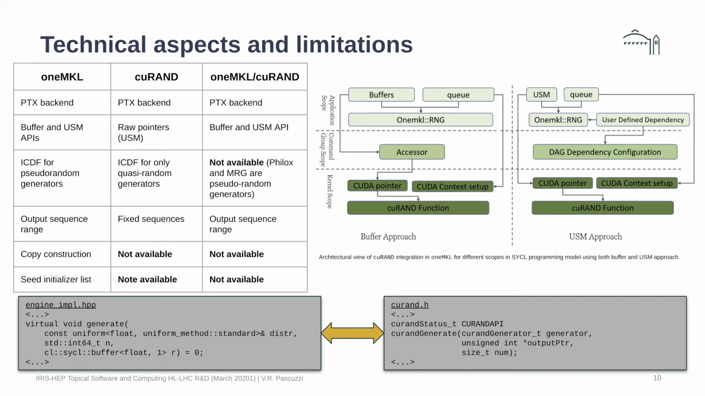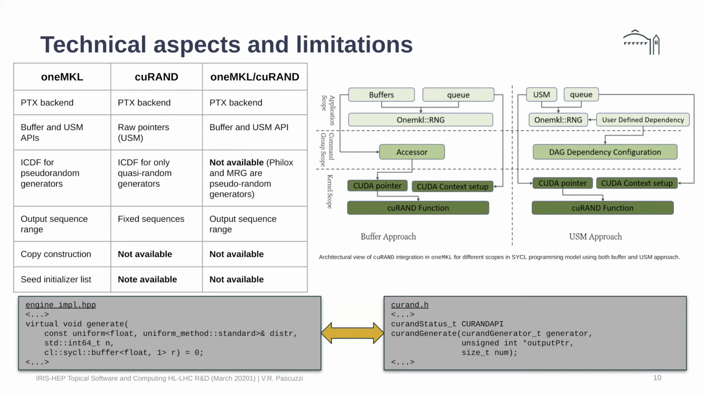In oneMKL, you have a distribution that you can give it, say Gaussian or uniform, and you can specify the ranges within which you want the output sequence of random numbers to fall. In cuRAND, you have fixed sequences, which are always unsigned integers, double, or float. If they're double or float, say a normal distribution, they're always generated between 0 inclusive and 1 exclusive. So, to integrate the same functionality in oneMKL, we had to add additional kernels that can do this range transformation.